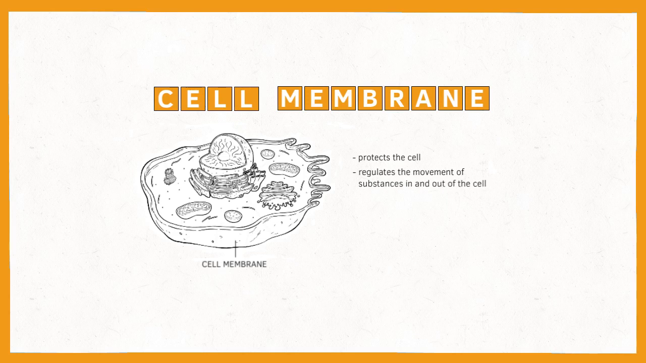The cell membrane also provides attachment for the cytoskeleton. The cell membrane also provides binding sites and receptors for enzymes and other substances. And lastly, it allows cell-to-cell recognition.